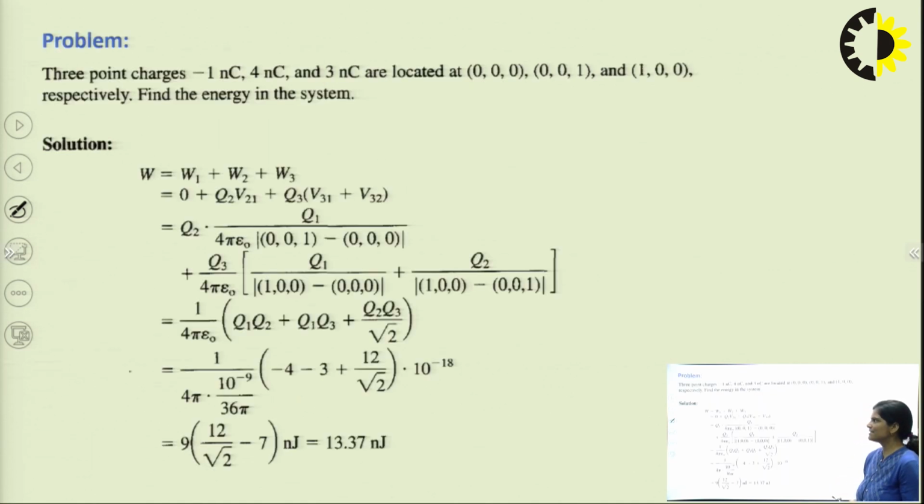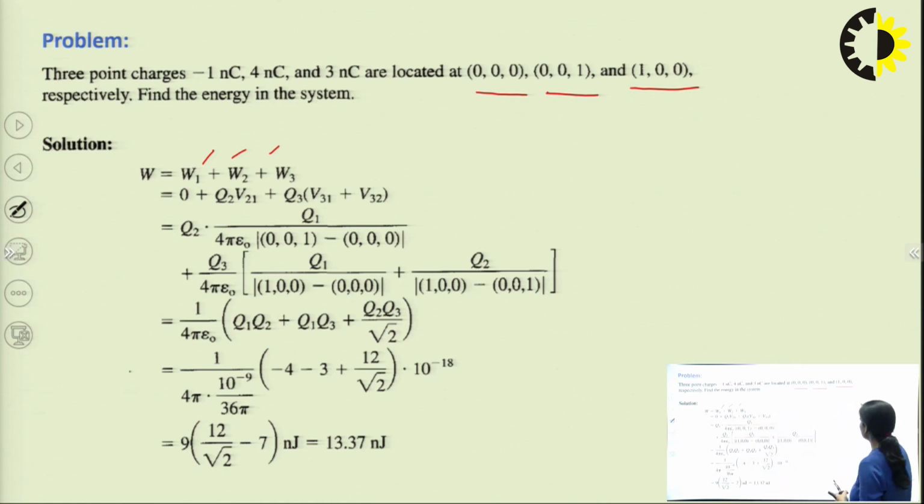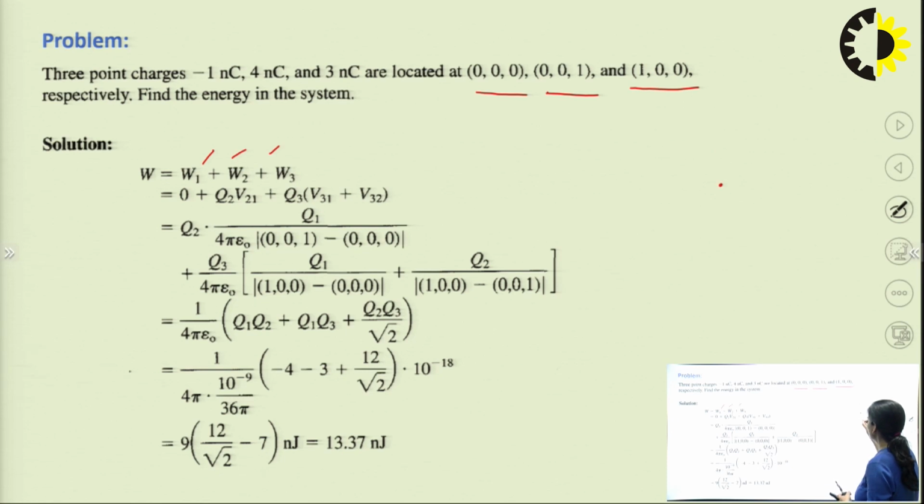Now let us consider an example. You have 3 point charges. The first point charge is minus 1 nanocoulomb, the second is 4 nanocoulomb, the third is 3 nanocoulomb, located at the points 0, 0, 0; 0, 0, 1; and 1, 0, 0. Now find out the energy in this system. As you all know, W is equal to W1, W2, W3 when you are considering 3 point charges. So W1 is equal to 0, W2 is equal to Q2 V21. Let us consider this is point 1, this is point 2, this is point 3.